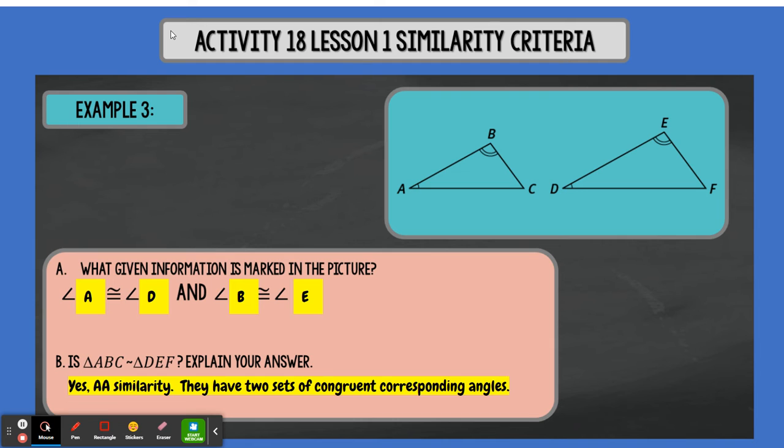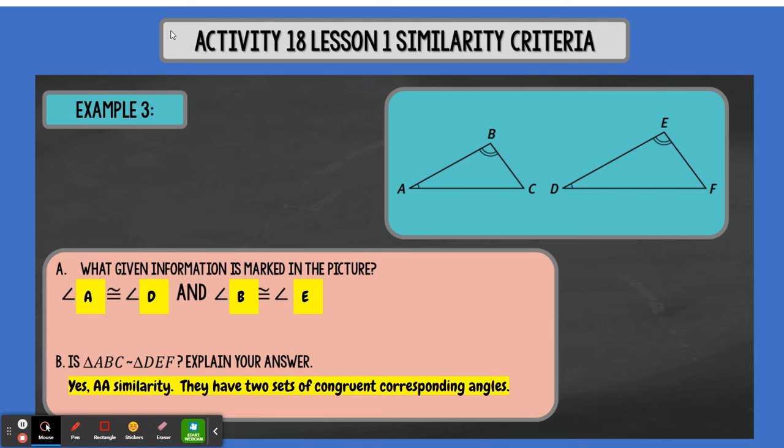Why'd you put AA though? Because what do you need? What is this called? What does AA stand for? Angle, angle. So to prove similarity, all I need is angle and angle. Two sets of corresponding congruent angles.